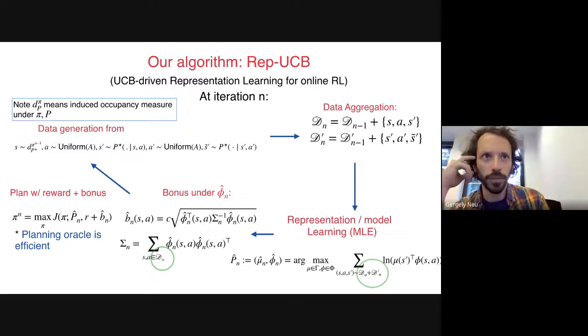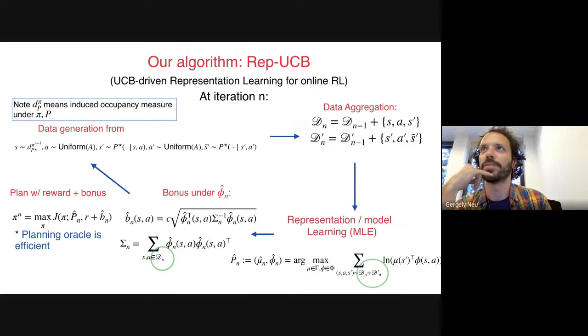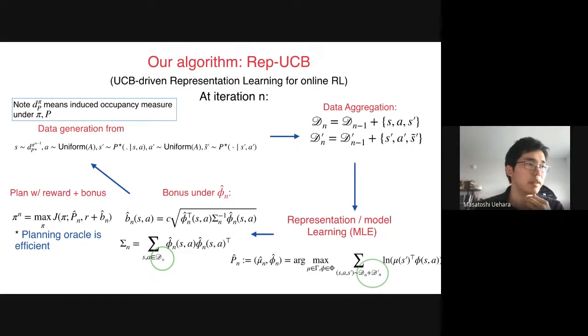So is the reward also linear in the features or not necessarily? Reward can be basically anything. And that doesn't hurt the efficiency of least squares value iteration? Yeah, I think so. Yeah, I think I agree.